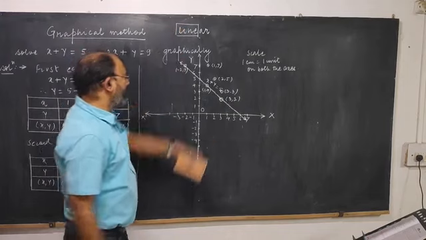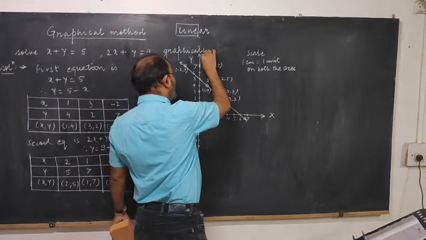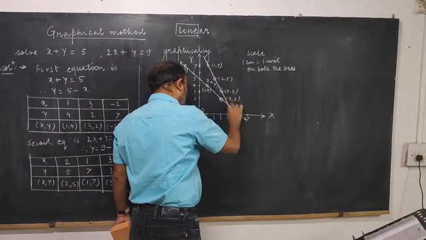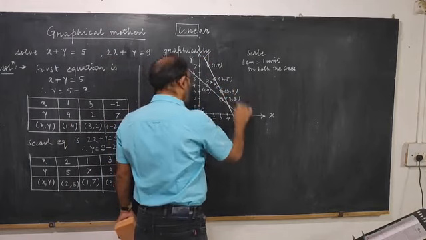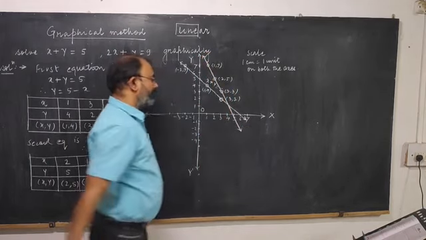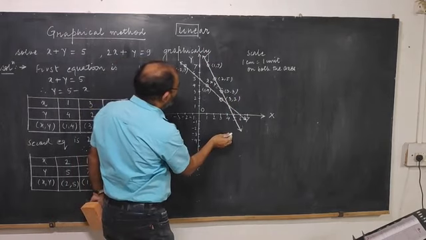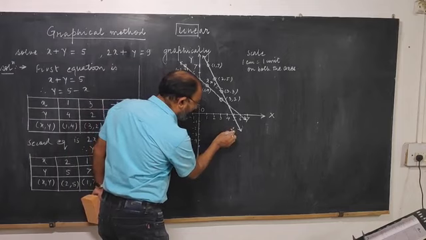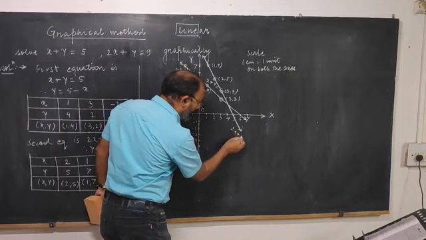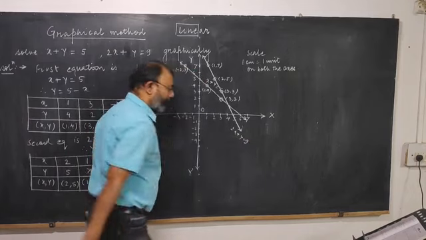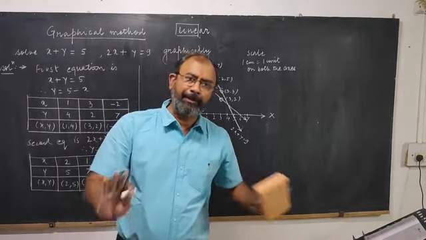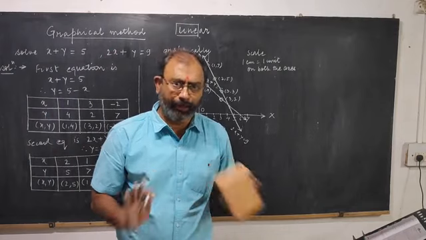Now, join these 3 points and stretch forward. This is the second line. Let us write the equation of this line. Equation of the line is 2x plus y equal to 9. So I will write here 2x plus y equal to 9. Now, the drawing part is over. We have drawn both the lines.